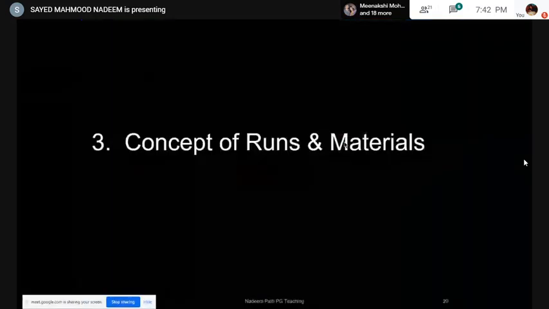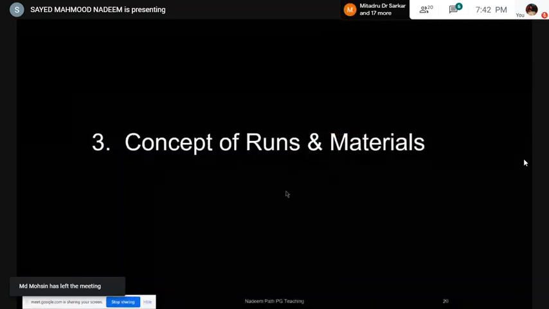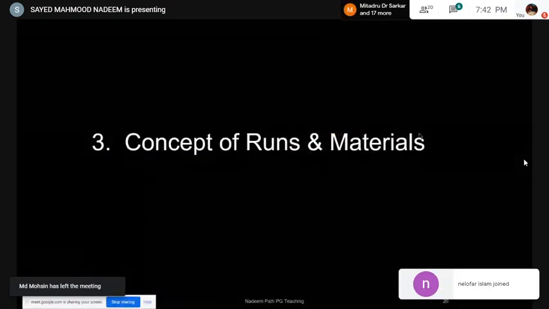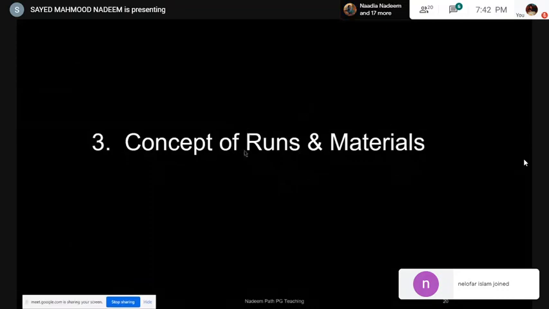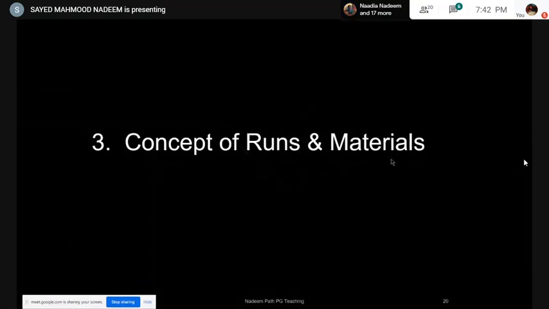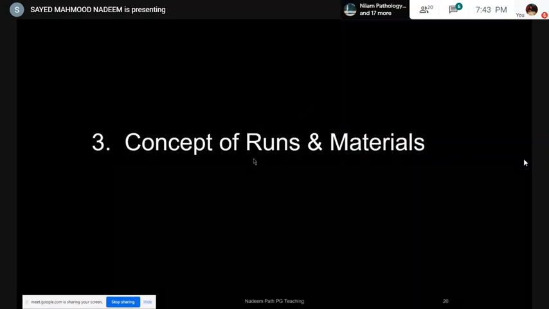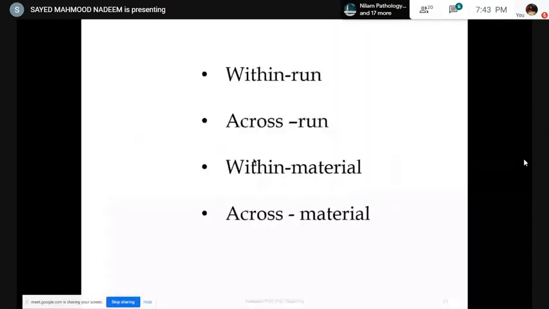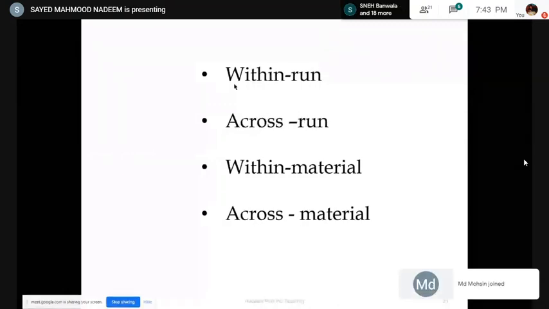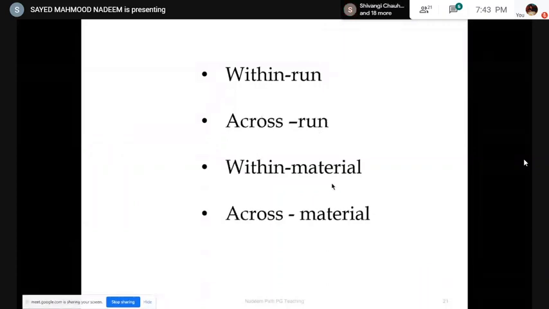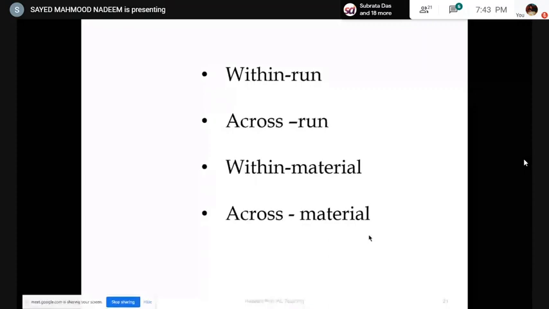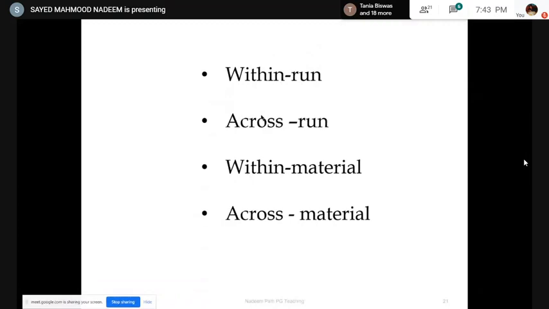Now we go to the third, which is the concept of runs and materials. These are terminologies which are very frequently used in the Westgard rules, and we need all of them. These four terminologies which are very commonly used in Westgard are: first, within run; second, across run; then within material; and then across material. Many of these terminologies are used simultaneously in conjunction with each other.